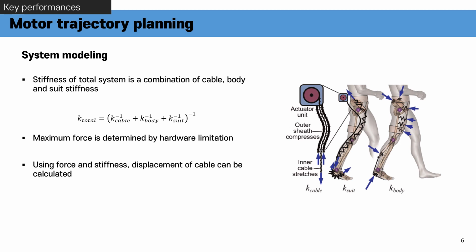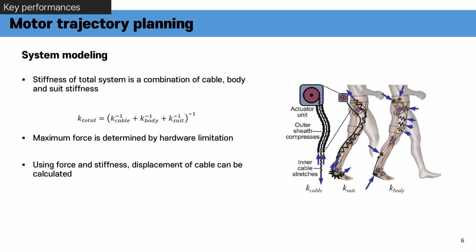Also, the system has several sources of compliance. The figure at the right shows those sources. In the Bowden cable, the outer shells can compress and the inner cable can stretch. The textile material of the suit can stretch too. The body itself can stretch because of the tissues between the textile suit and bones.